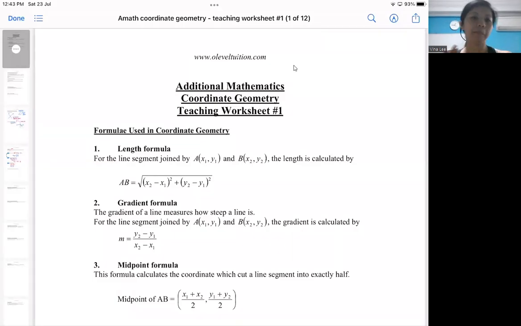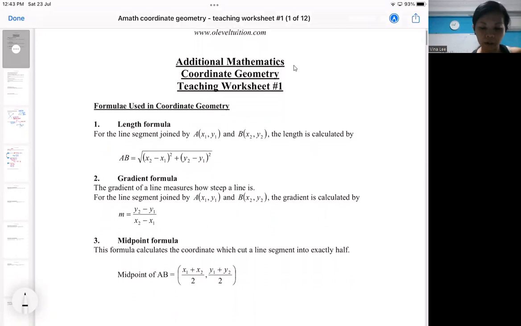So this part, I'm using this part to transit you from EMath coordinate geometry to AMath coordinate geometry. So whatever you learn in EMath coordinate geometry is still necessary in AMath coordinate geometry, and it's still necessary as you move on to AMath circles and also AMath linear law. So they are under the same family, the coordinate geometry family. So whatever that you learn in EMath is still applicable in AMath. So let's do a quick run through first.